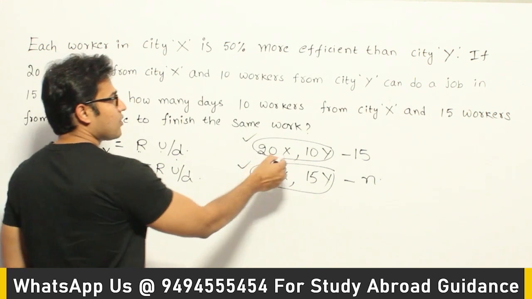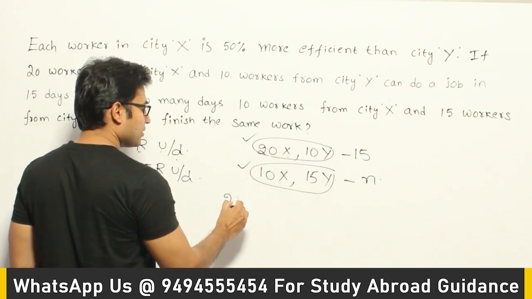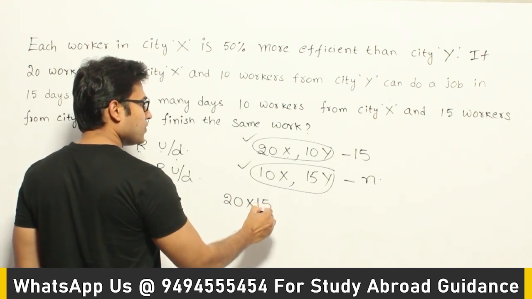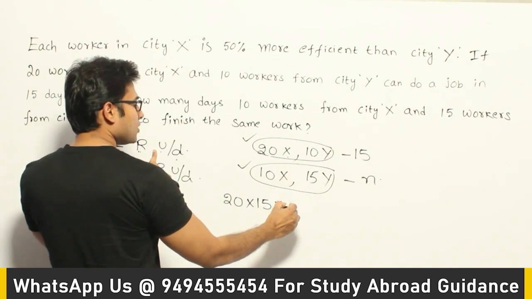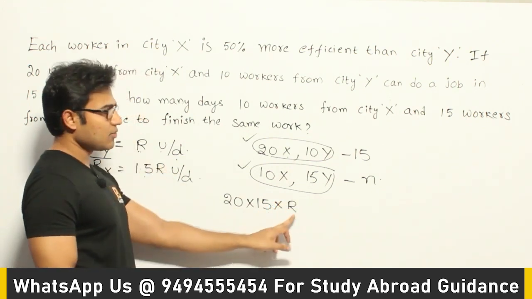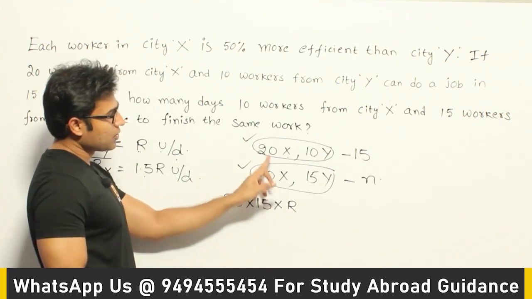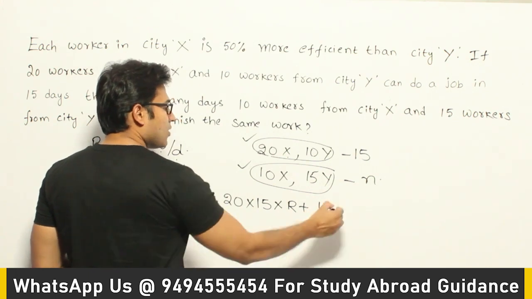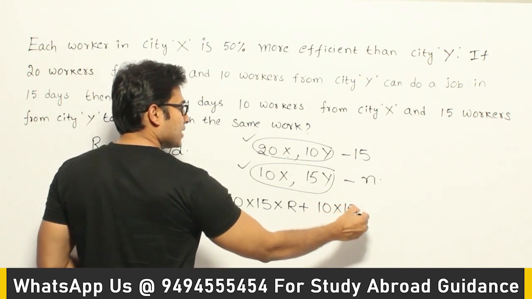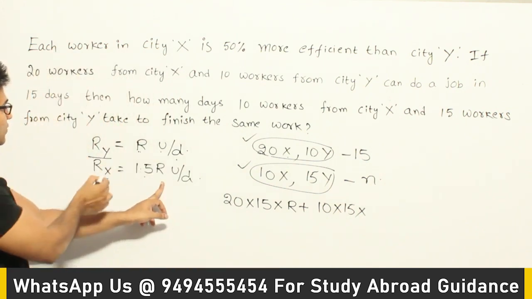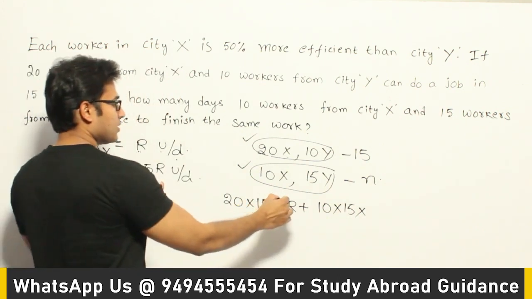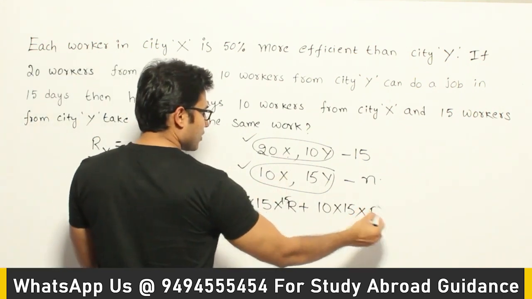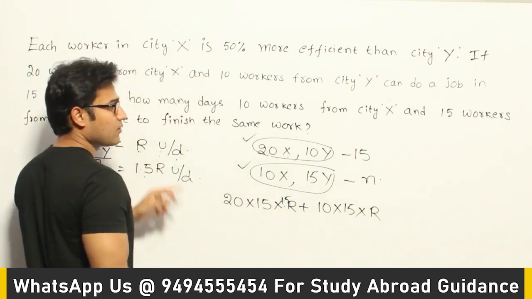Okay, 20 workers from X are working for 15 days at a rate of R units per day. Therefore this is the total amount of work contributed by 20 people from X, plus 10 workers from Y working for 15 days at a rate of, what is the Y's rate? Sorry, X's rate is 1.5 R, and Y's rate is R. Are you getting this? Instead of R I had to write 1.5 R.